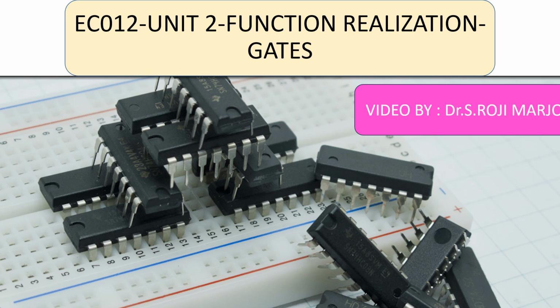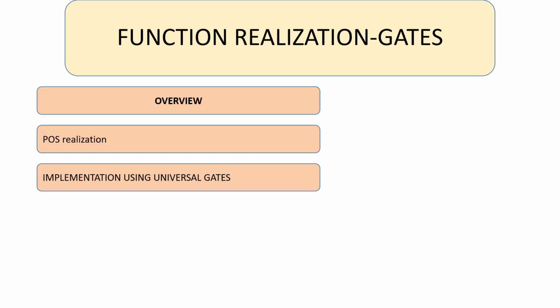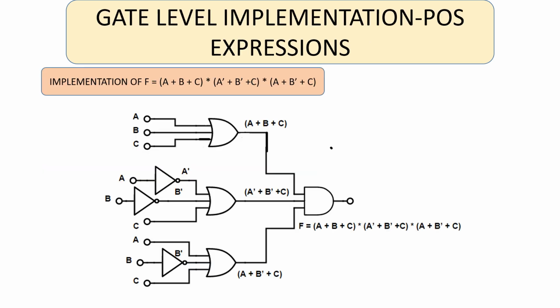Welcome to the second session on functional realization using gates. In the last presentation, we had seen how a sum of products function can be realized using the basic gates. We also had a quick look onto the product of sums implementation. In this session, we'll see some more examples on product of sums realization, and we'll also see how either of these functions can be implemented using the universal gates.